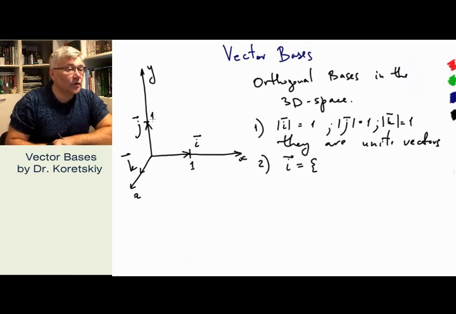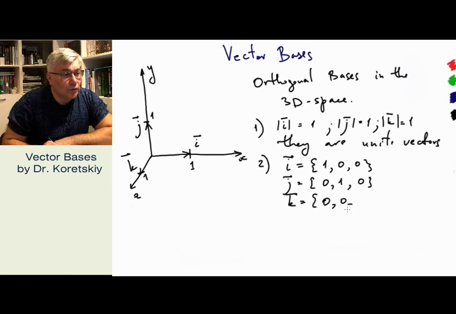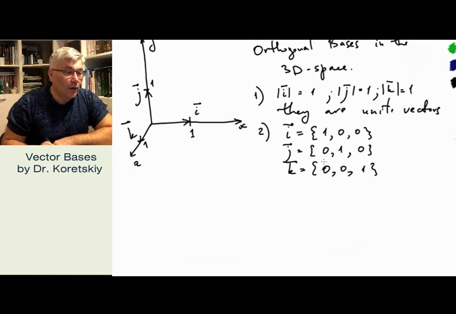They have the same direction as the axes, and we can define their components. Vector i has components: it's clear that it is one component along axis x, 1, and the other components are zeros. j has components: x component is 0, y component is 1, and z component is 0. And k vector is the 0, 0, 1 vector.